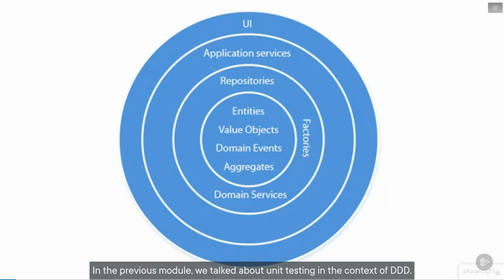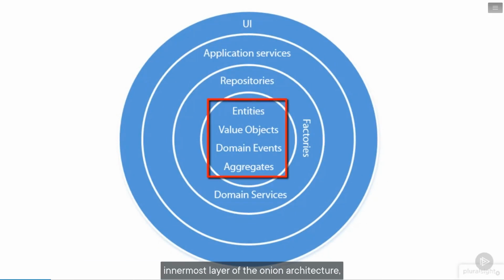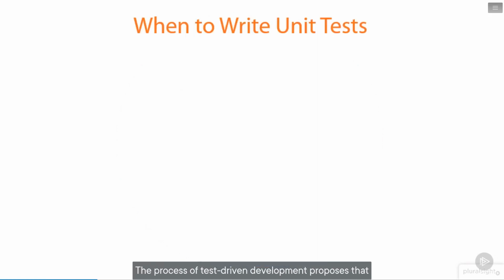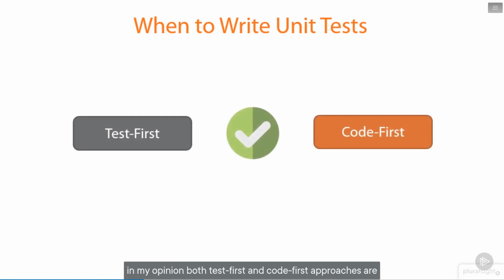In the previous module, we talked about unit testing in the context of DDD. We discussed that we should cover with unit tests only the innermost layer of the onion architecture: entities, value objects, aggregates, and domain events. Now let's talk about when we should write unit tests. The process of test-driven development proposes that we employ the test-first approach. While it's true that TDD has a lot of benefits, in my opinion, both test-first and code-first approaches are applicable in different circumstances. You can read about it in more detail in my blog post here.